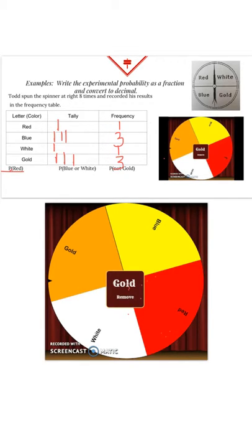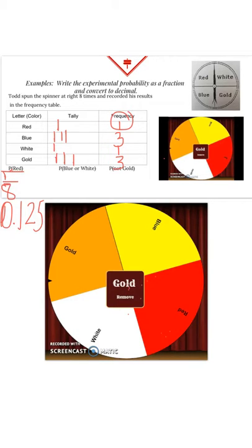So remember, we're going to start with a fraction, and at the bottom we put how many possible times did we do this, and we did it 8. Then we need to put whatever our frequency was for red, which is 1. So the probability of red is 1/8. When you convert it to a decimal, it is 0.125.